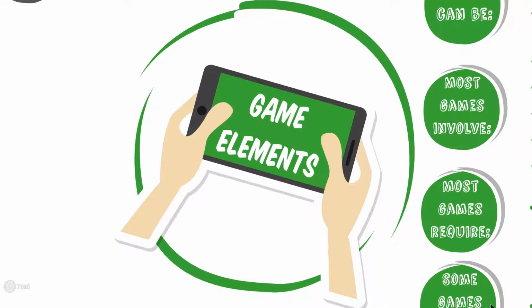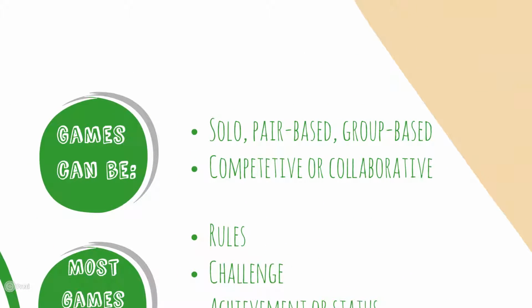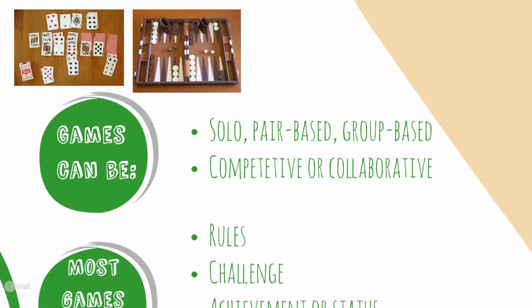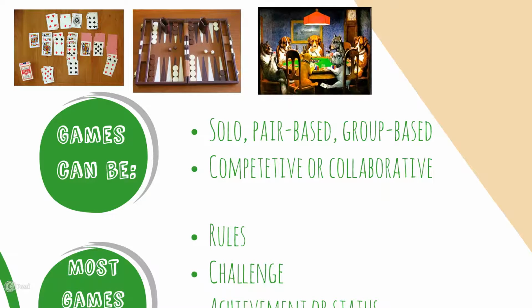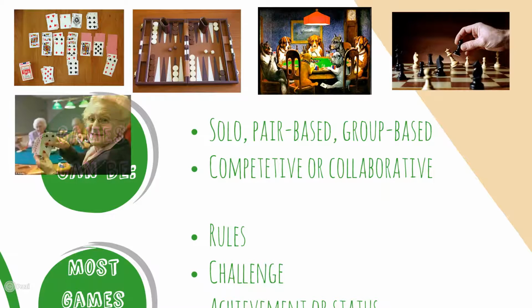What are some common or essential elements or characteristics of all or most games? Here are some game elements that Kyle and I would propose. First, in terms of players, games can be solo, like solitaire, or pair-based, like backgammon, or group-based, like poker. In terms of the relationship between or among the players, games can be competitive, like chess, or collaborative, like in bridge, where partners collaborate in winning tricks.